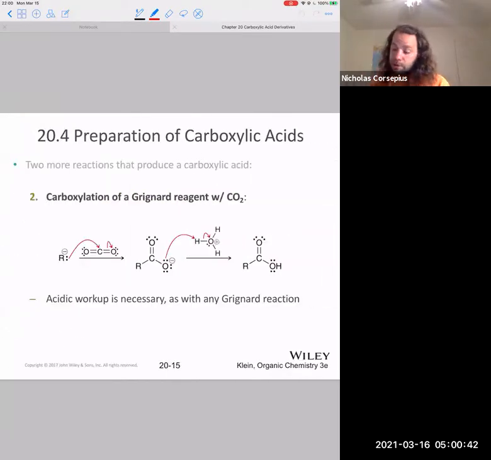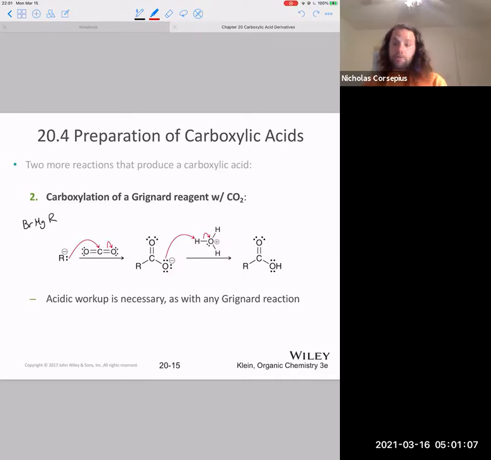Another method is using a Grignard, which we talked a lot about, right? So this is now R-MgBr. It drives me nuts that the book does not include the Mg and Br in there, but I didn't write the textbook, so it is what it is. We know that these will react with aldehydes and ketones by nucleophilic attack on that carbonyl carbon.